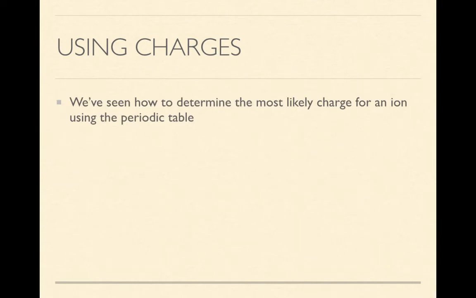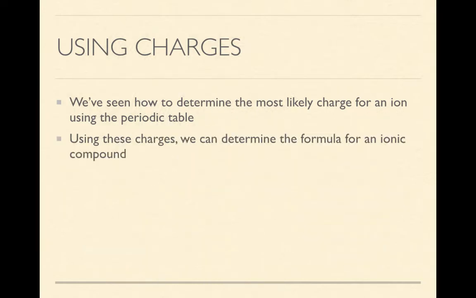So how do we use those charges to determine the most likely charge? We've seen already how to determine the most likely charge for an ion using the periodic table, as long as it's an element that's in the main group. And using these charges, we can determine what the formula is going to be for an ionic compound that forms between a metal and a nonmetal.